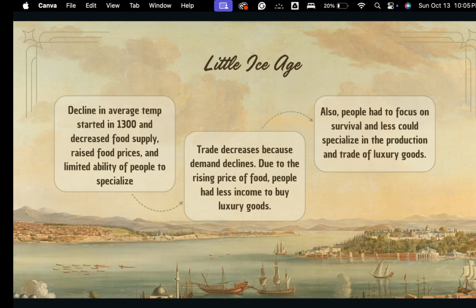That starting in the 1300s, with the Little Ice Age, we have a change in demand. We have decline in the average temp that started in 1300s and decreased the food supply, raised food prices, and limited people's ability to specialize in trade. Trade decreases, demand declines, and due to the rising prices of food, people had less income to buy luxury goods. People had to focus on survival and could specialize less in the production and trade of luxury goods.